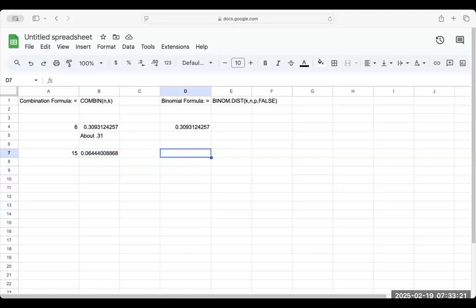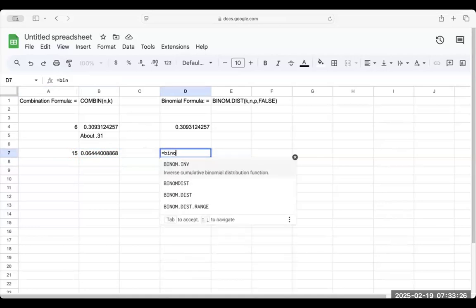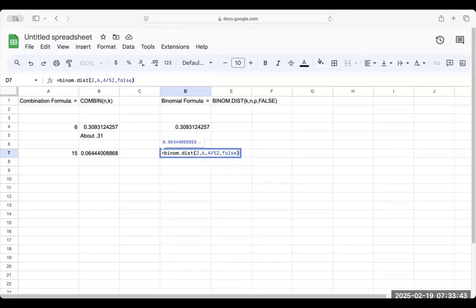Now we can use the binomial distribution formula. It's equals BINOM.DIST, parentheses. The number of successes we want is 2. We have 6 trials. The probability of success we said was 4 out of 52. And we're always going to put false here. And we get 0.0644. So again, you could choose either way to do this, but this one is probably easier because there's less work with this formula.